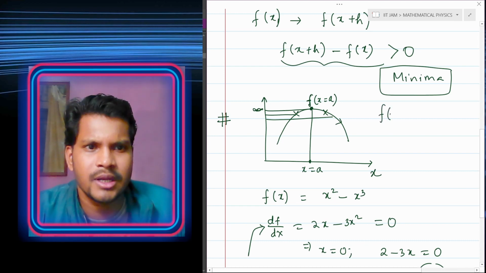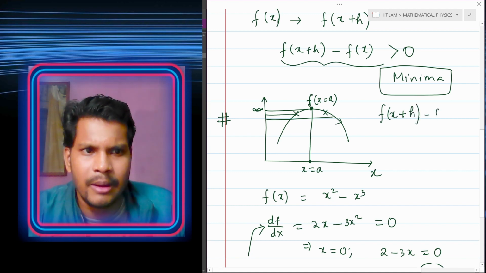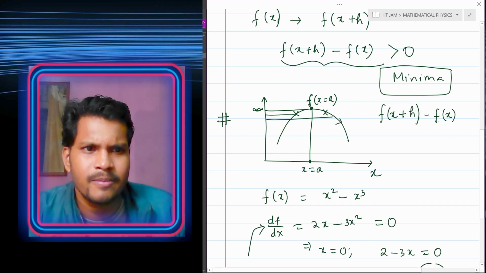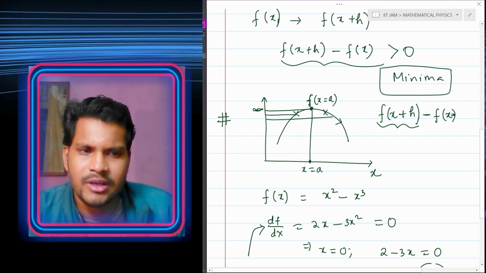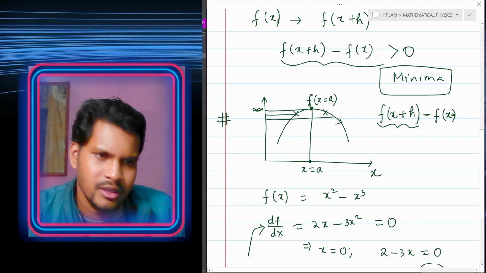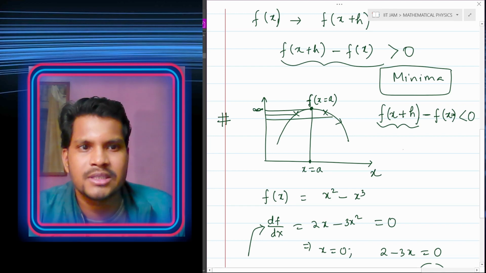The condition: if I take x plus h in the neighborhood, and consider f of x around x is equal to a. This is called the neighborhood, and when we talk about x is equal to a, f has maxima, and in the neighborhood, at that point, it will become maximum. Therefore the function is maximum, so it will be 0. When this happens, we can say that this function has a maxima.